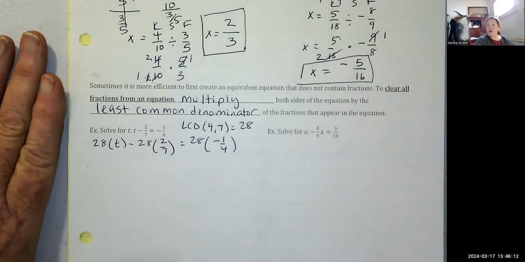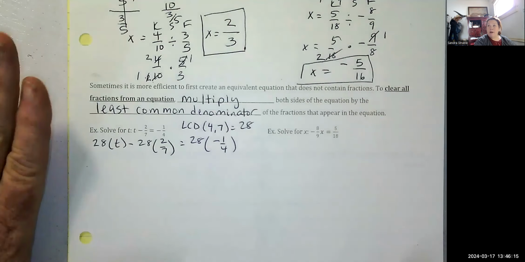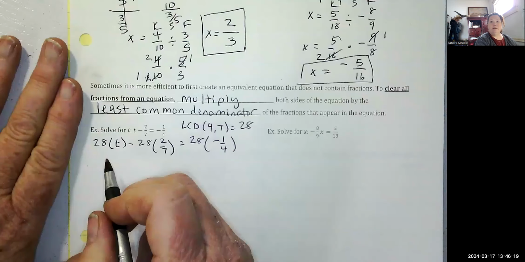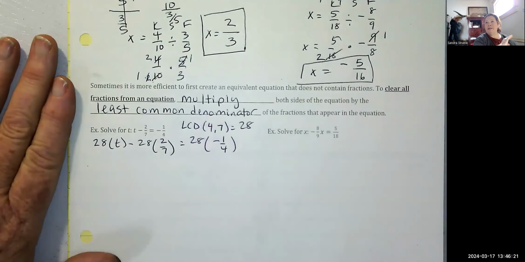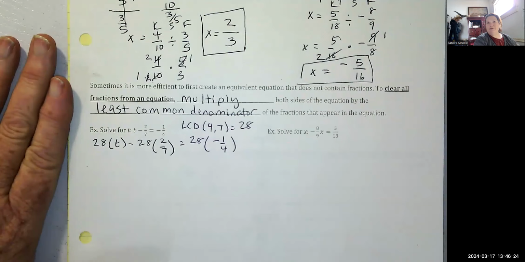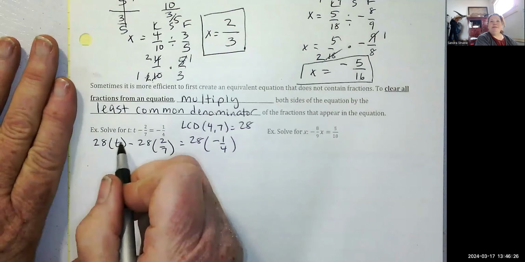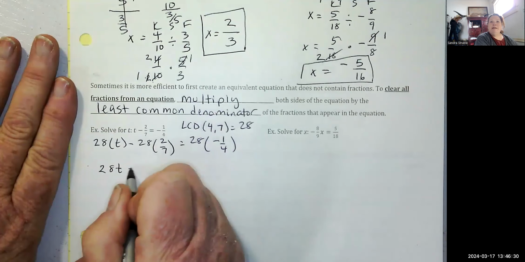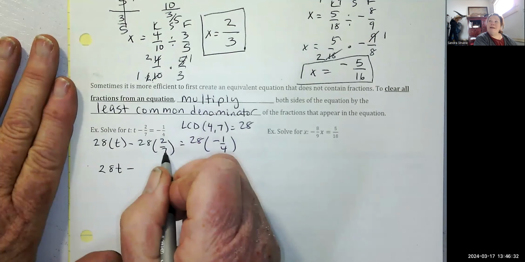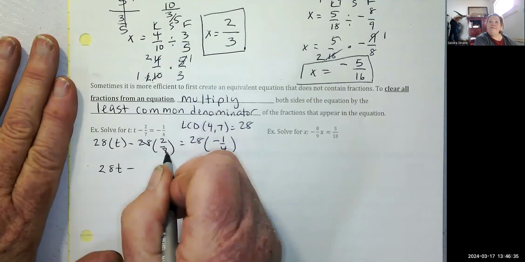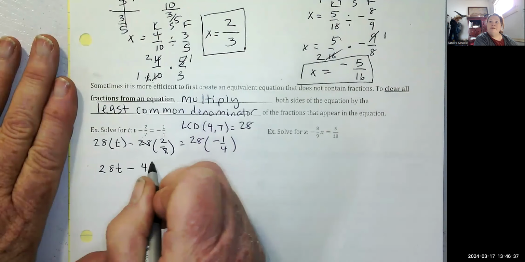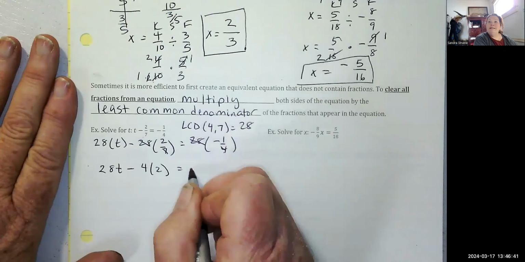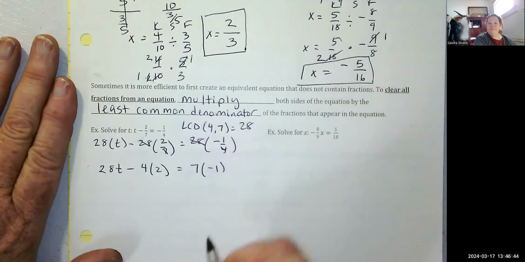And this is how I show my students in college algebra how to do this as well. I find this is the easiest way to do this. And it's just to get rid of the fractions because nobody wants to deal with fractions. So 28 times t is just 28t. I'm going to keep the negative. 28 divided by 7 becomes 4 times 2. 28 divided by 4 becomes 7 times negative 1.